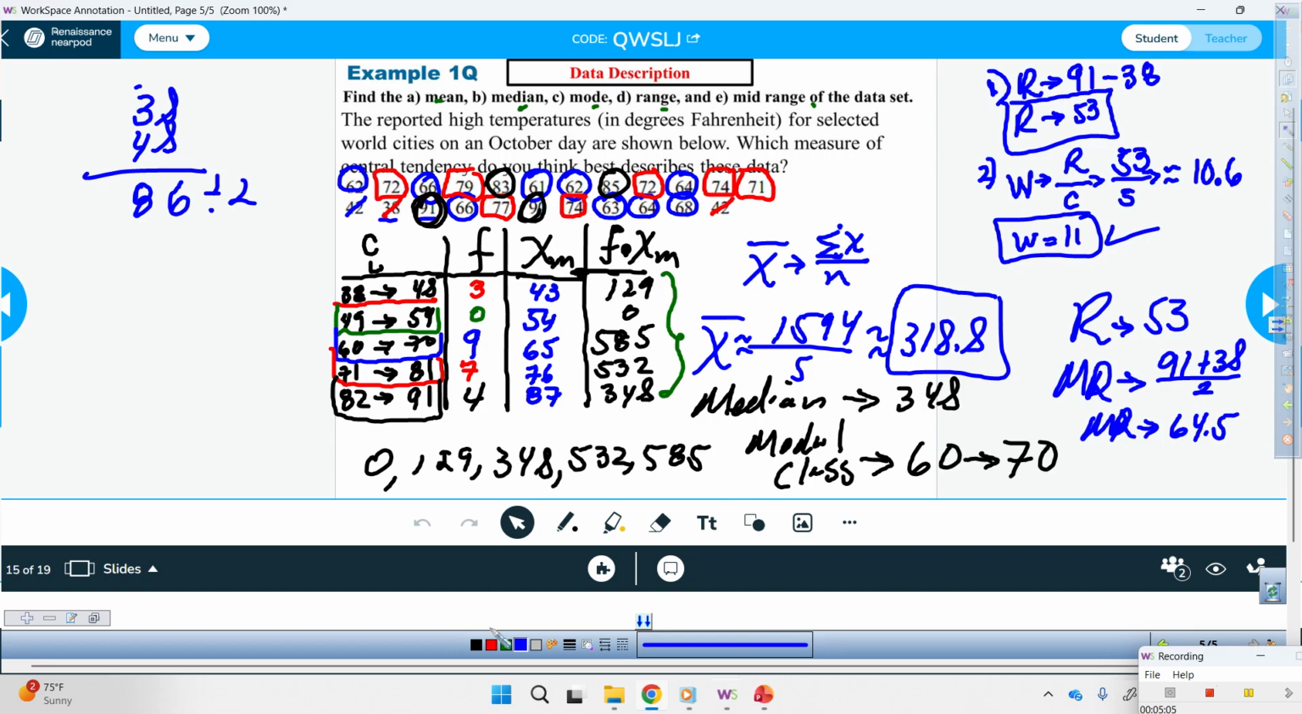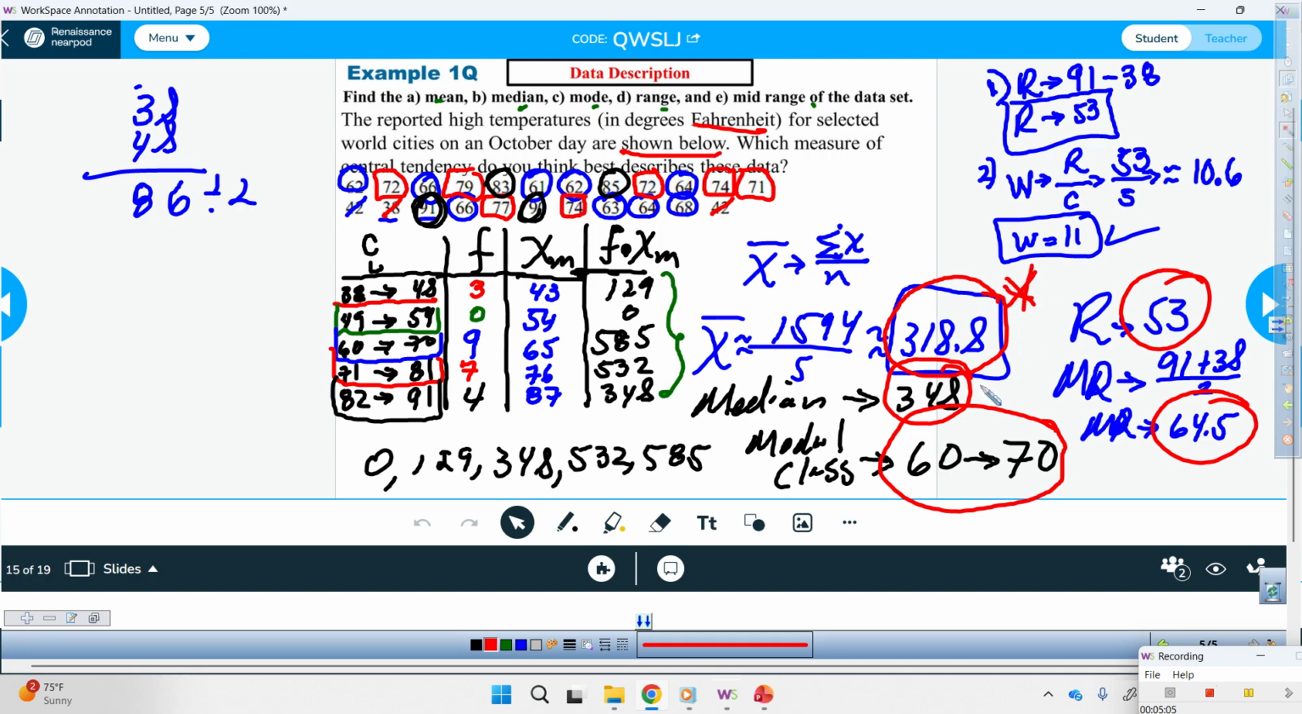So here are our answers. I'm going to circle them in red. We got the mean, we got the median, we got the modal class, we got the range, and we got the mid-range. It says, the reported high temperatures in degrees Fahrenheit for selected world cities in October dates are shown. So that's Fahrenheit for October. Look at these numbers. Which of these measures best describes the temperatures in October around the state? Talk to your neighbor. Which one would you use to best describe the temperatures?